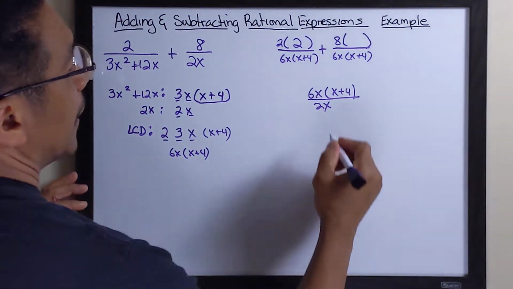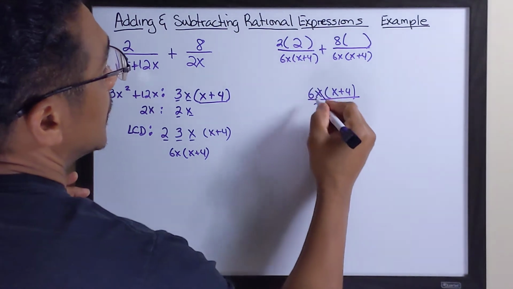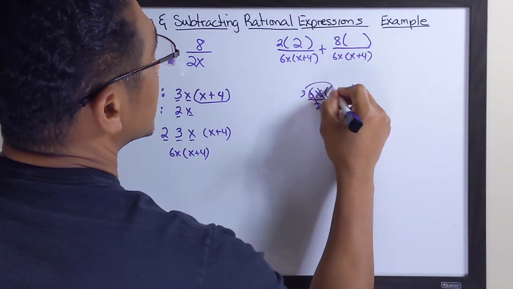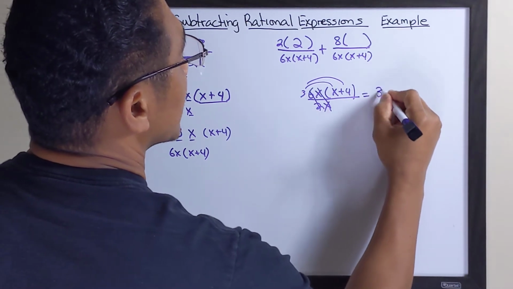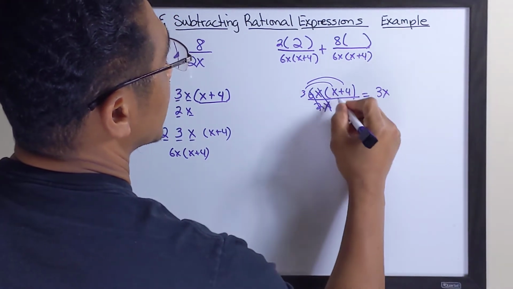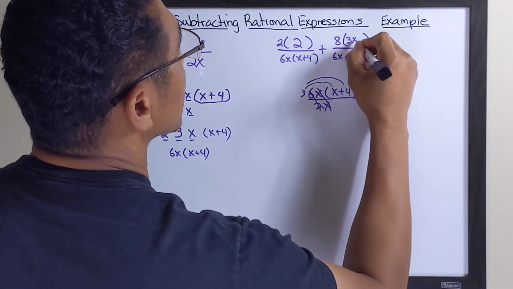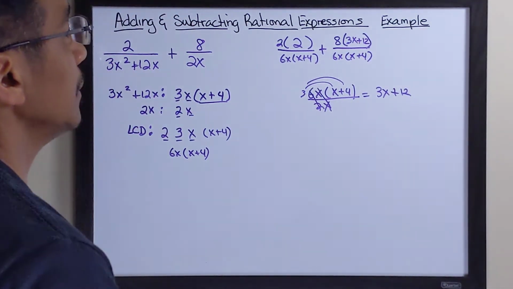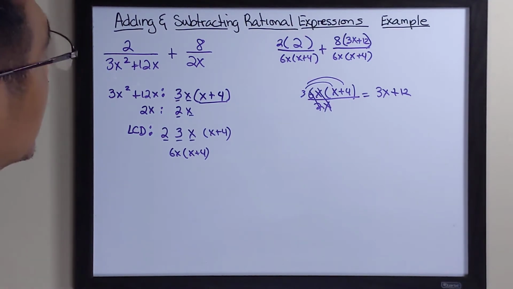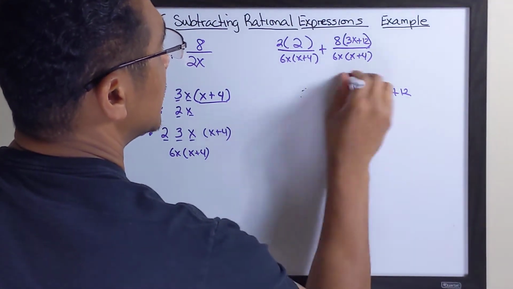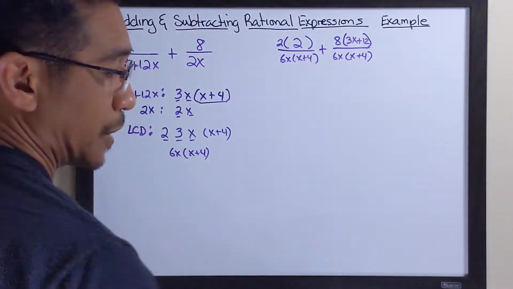Alright, so let's go ahead and divide that. That cancels. 6 divided by 2 is just 3, right? So what we get is 3, so it'll be 3x and I just multiply the 3 by the 4 plus 12. So we get 3x plus 12. Alright, so now that we got that, I'm going to go ahead and erase this. Let's go ahead and try to finish off the problem.